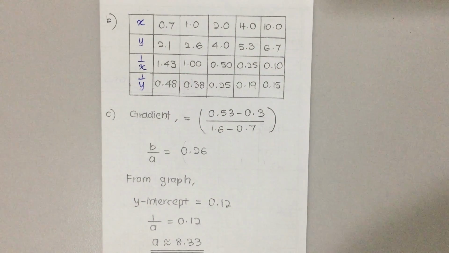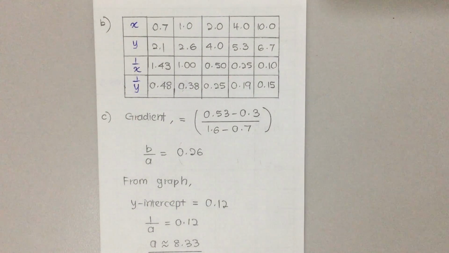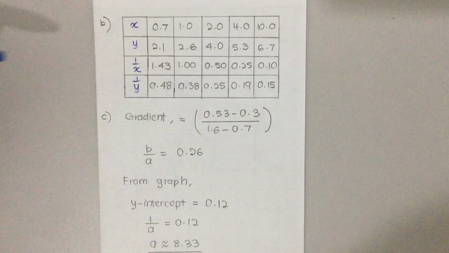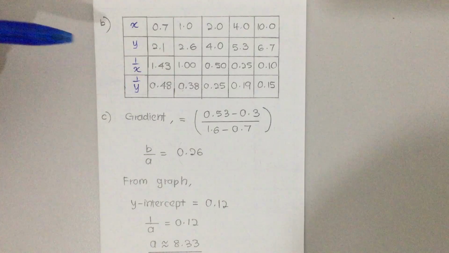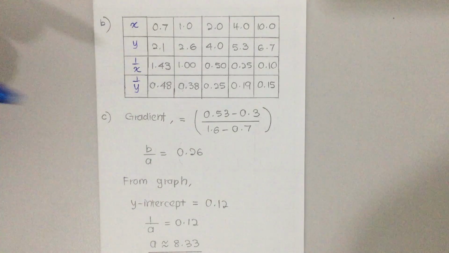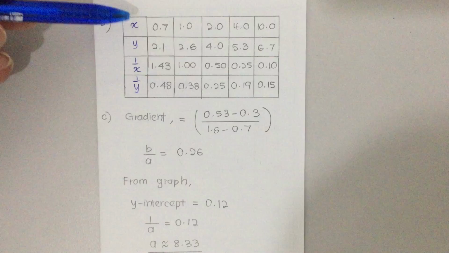Okay, we have already solved the question part A. Let us move to part B. For part B, we need to plot the graph. But before plotting the graph, we must remember that we need to create a table for the axes required by the question. In this case, the axes required by the question are 1 over x and 1 over y. So how are we going to obtain it?